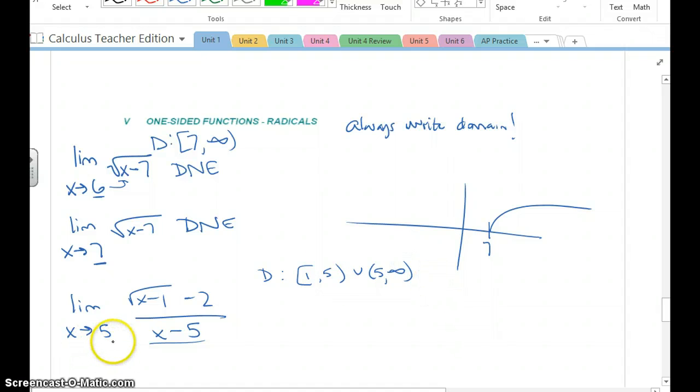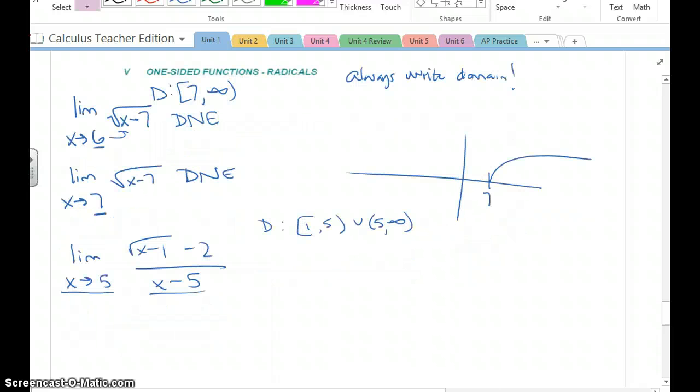So I'm trying to find the limit as x approaches 5. Now, if I was trying to find it as x approaches negative 5, obviously I would just say DNE because it's not in the domain. But 5, although it itself is not included in the domain, the function exists on both sides, so I could have a limit that exists. I know I can't do substitution because if I plug in 5, I'll get a 0 in the denominator. So what I'm going to do is rationalize.